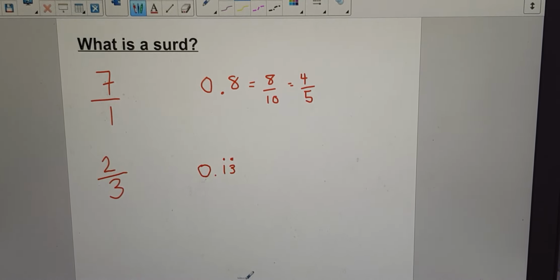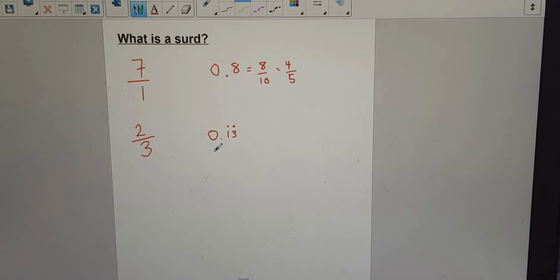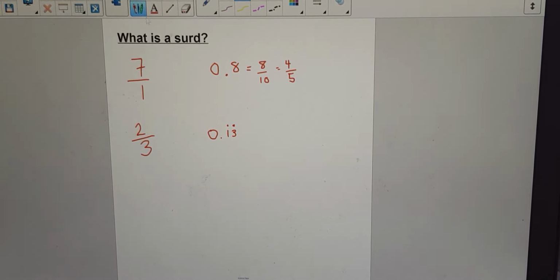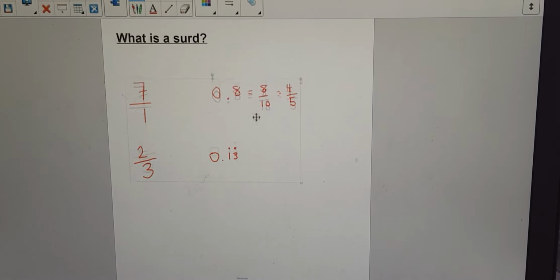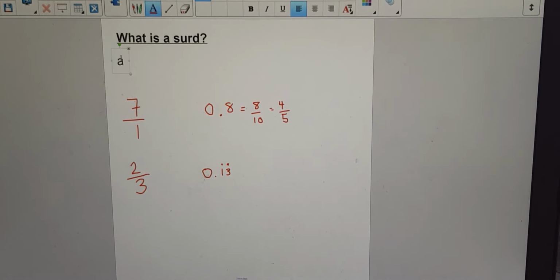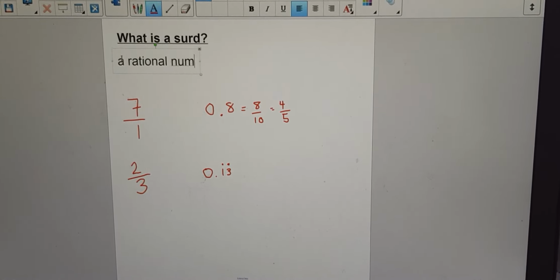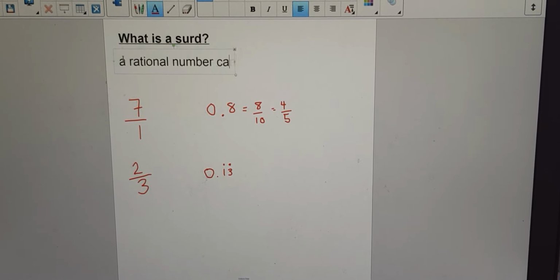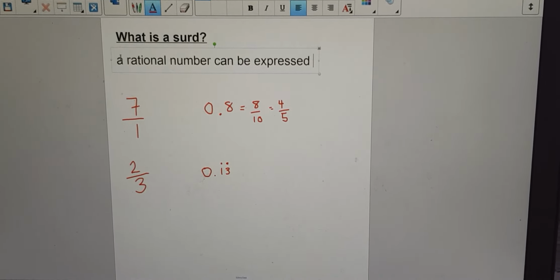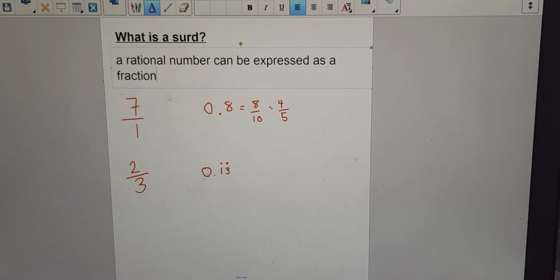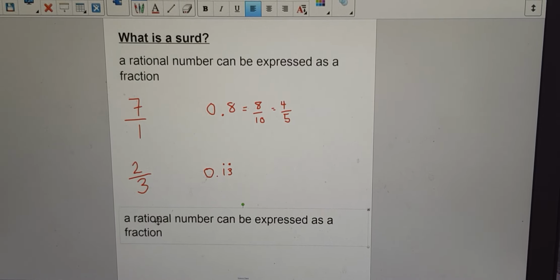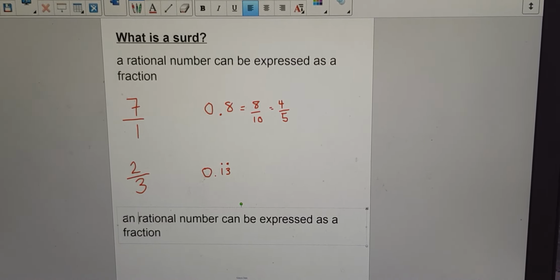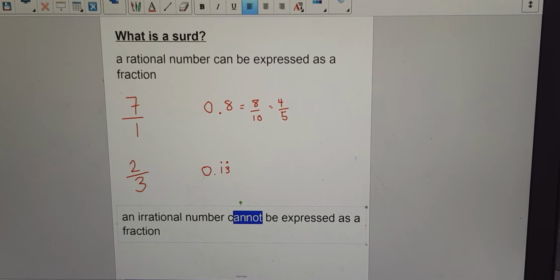So what's an irrational number? Well, if a rational number can be expressed as a fraction, then an irrational number, let's write those two things down. A rational number can be expressed as a fraction. Therefore, an irrational number cannot be expressed as a fraction.